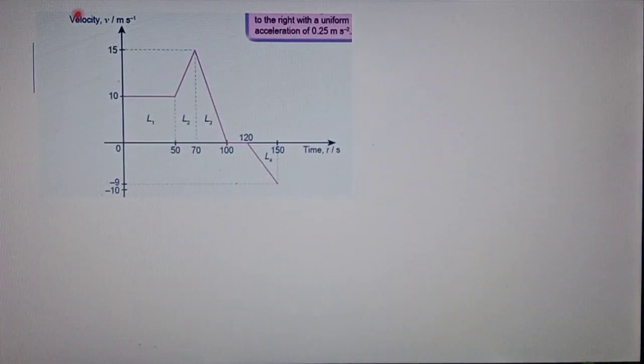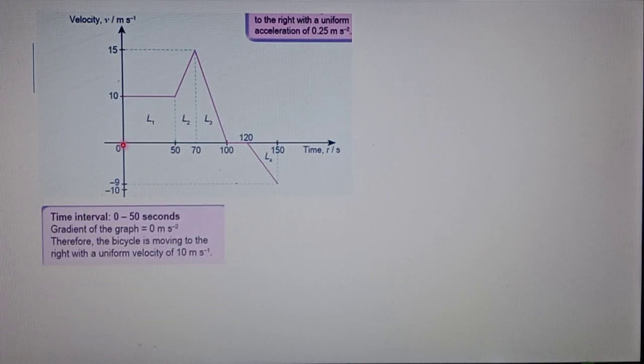Okay, now look at the second example. This is a VT graph. For this VT graph, given this one, the acceleration is given. You can refer to the textbook for the whole example.